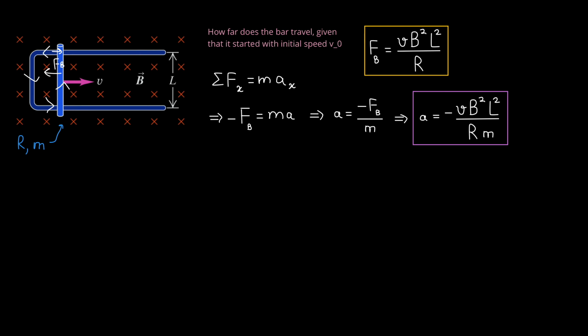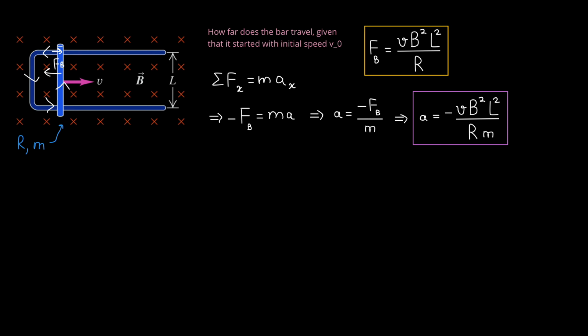Because this is a one-dimensional problem, I am going to drop the index x, so I'll just use a for acceleration instead of a sub x. So we have negative F sub B equals ma. We're looking for the acceleration. We rearrange our equation to isolate the acceleration and then substitute the expression we found for the magnetic force from the previous part of the problem. Therefore, acceleration is equal to negative v B squared L squared divided by R times m.